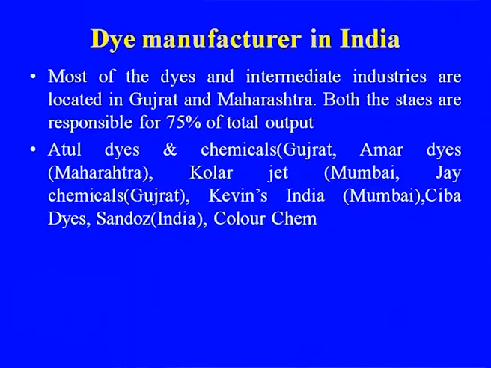And these are some of the major manufacturers of dyes in Gujarat: Atul Dyes and Chemicals, Amar Dyes, which is in Maharashtra also with a Gujarat unit, Kolar Jet, Mumbai, Jai Chemicals, Gujarat, Kevin's India, Siva Dyes, Sandoz, Color Chem. These are only the major manufacturers; a long list of pesticide and dye manufacturers are there.